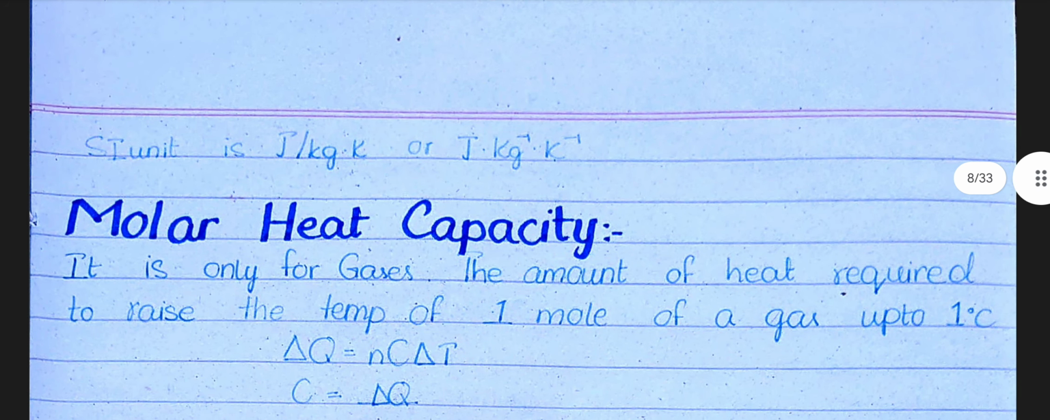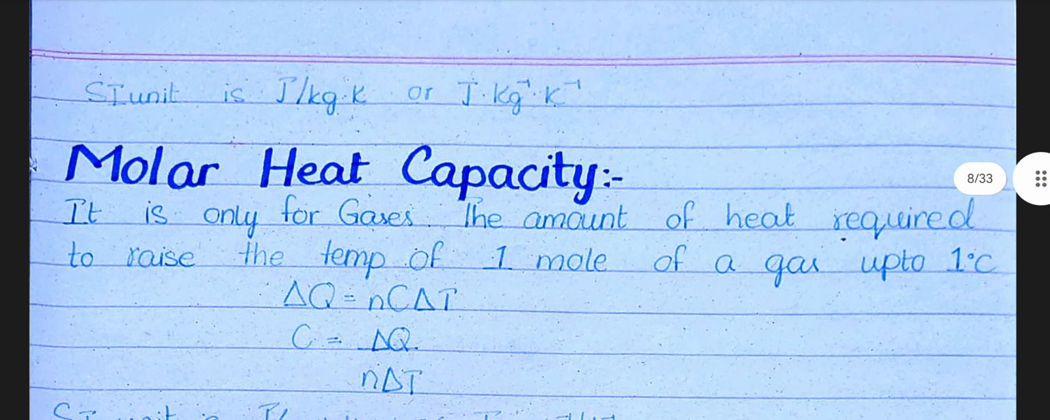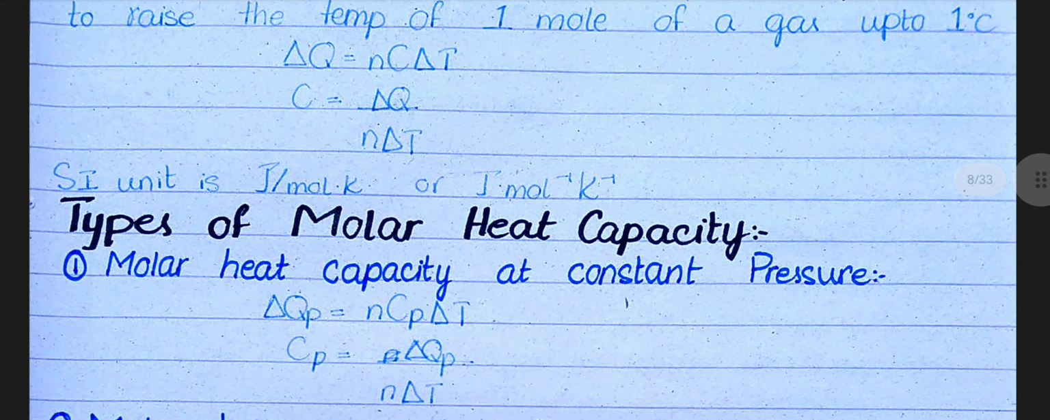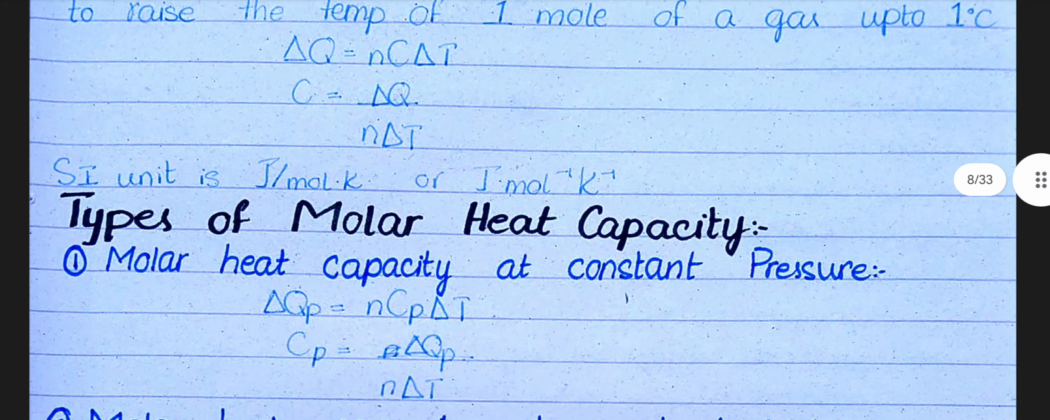Molar heat capacity: it is only for gases, the amount of heat required to raise the temperature of 1 mole of a gas by 1 degree Celsius. Delta Q is equal to nC delta T. C is equal to delta Q upon n delta T. SI unit is Joule per mole Kelvin or Joule mole inverse Kelvin inverse.